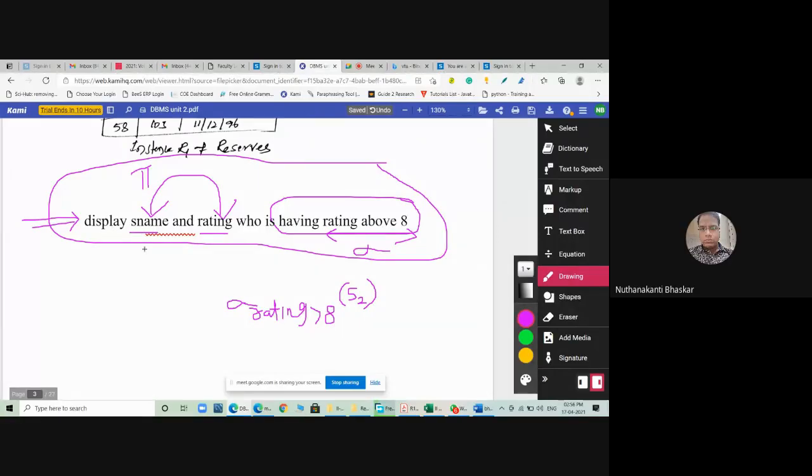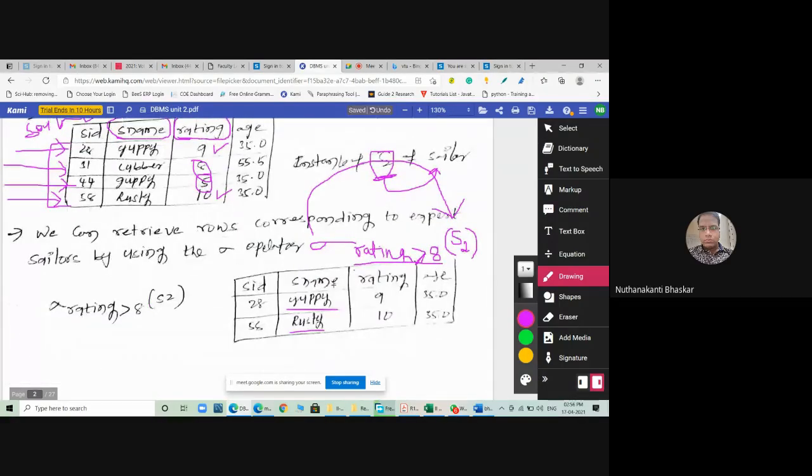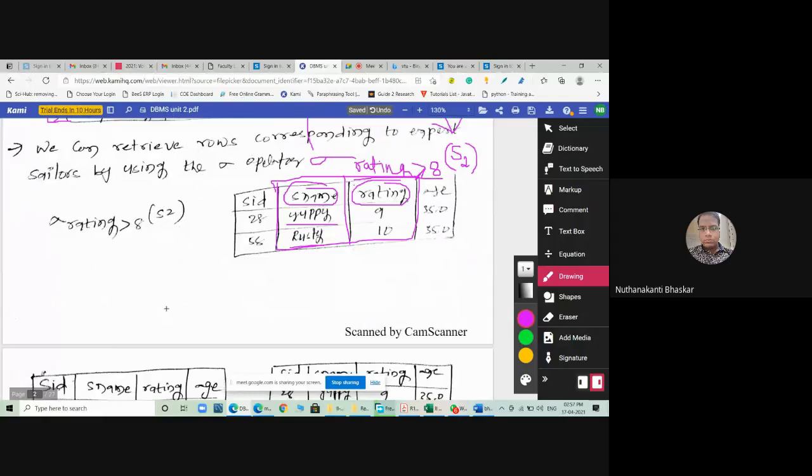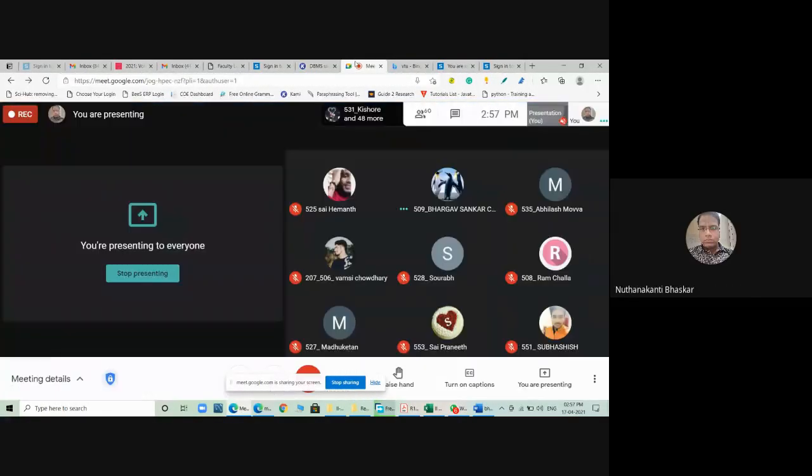Now all the sailors will come, but I want only S name and rating of sailors. All the information will come: SID, S name, rating, age, for rating above 8. Sigma of rating greater than 8 of S2 will return SID, S name, rating, age in total. But out of this, I want only S name and rating. Yes or no?